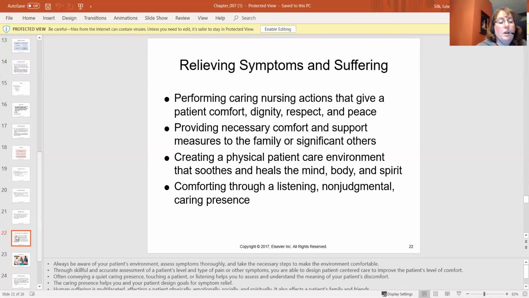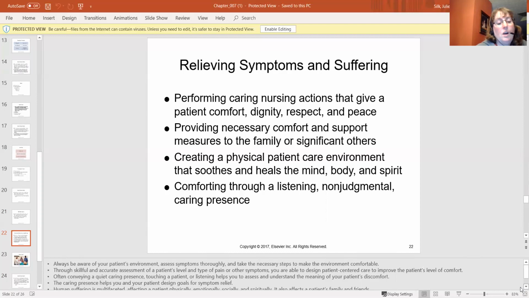So always be aware of your patient's environment, assess symptoms thoroughly, and take the necessary steps to make the environment comfortable. Through skillful and accurate assessment of the patient's level and type of pain or other symptoms, you're able to design patient-centered care to improve the patient's level of comfort.